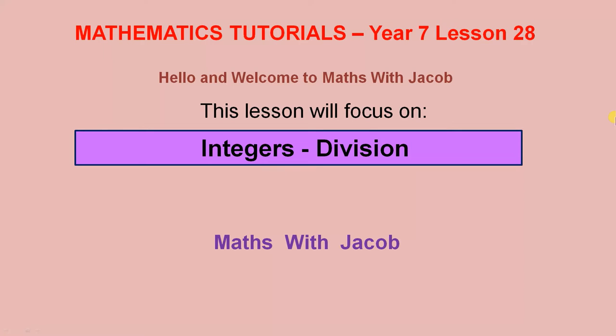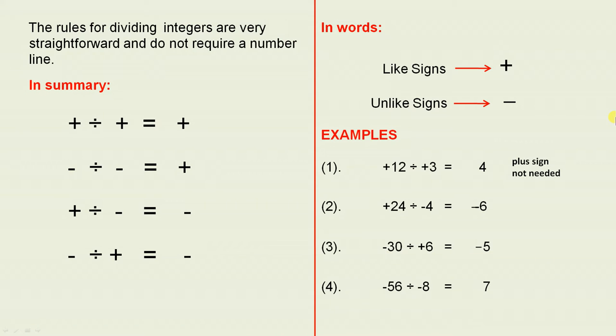This lesson will focus on integers, division. The rules for dividing integers are very straightforward and do not require a number line. In summary, if you have plus divided by plus, that gives you plus. Plus means the same as positive, so if you have a positive integer and you divide it by a positive integer, the answer is a positive integer.